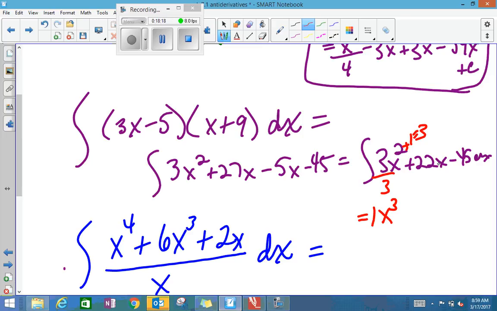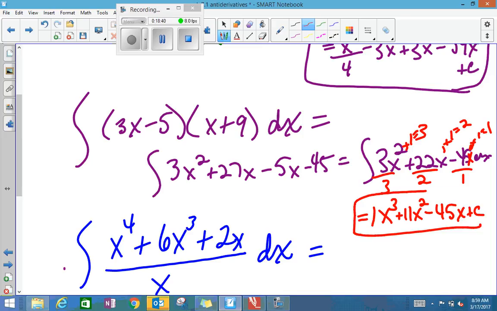And then 22x is x to the first, add 1, I get x to the second, divide by 2, so I get 11x squared. 45 has an x to the 0 with it, add 1, I get 1, divide by 1, I get negative 45x plus c. Okay, so hopefully it's starting to make a little sense to you.